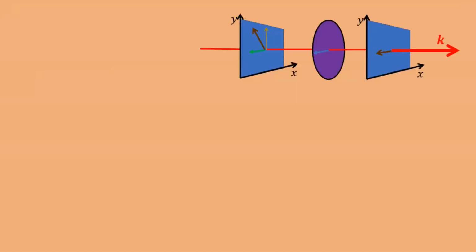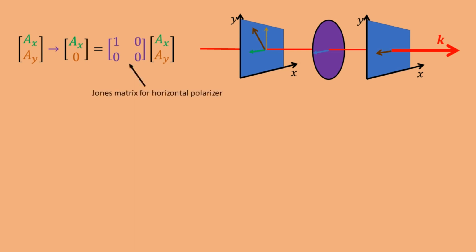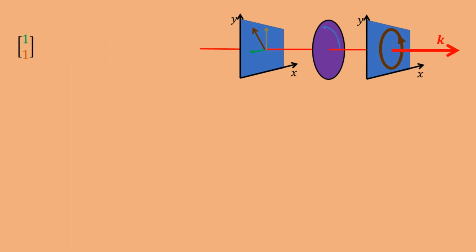Let's start with a simple optical component, the linear polarizer. Let's say that we have a polarizer that only transmits the horizontal component of the field. How do we describe the polarizer mathematically? Mathematically, it sets the y component equal to 0, while the x component is left unchanged. This operation can be described by a matrix 1, 0, 0, 0, which we call the Jones matrix for a horizontal polarizer. If we have a vertical polarizer, the x component is set to 0 and the y component is unchanged, so this is described by the matrix 0, 0, 0, 1.